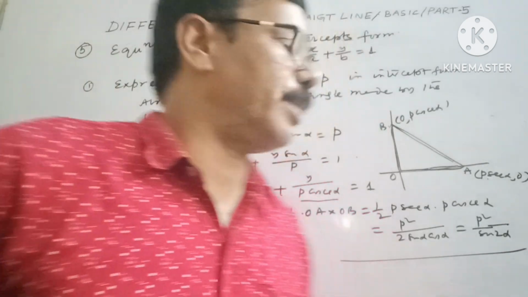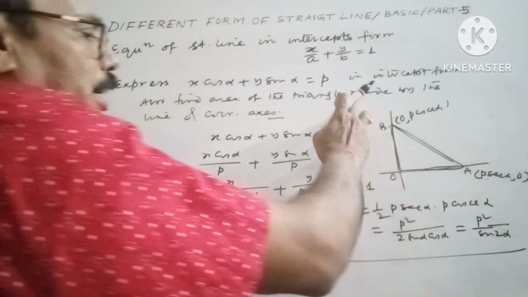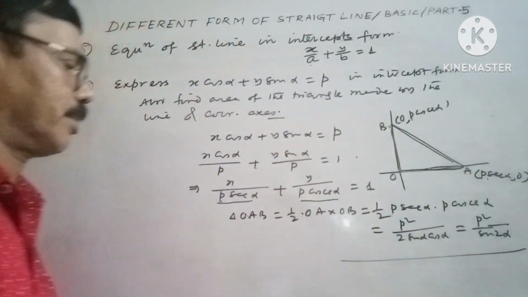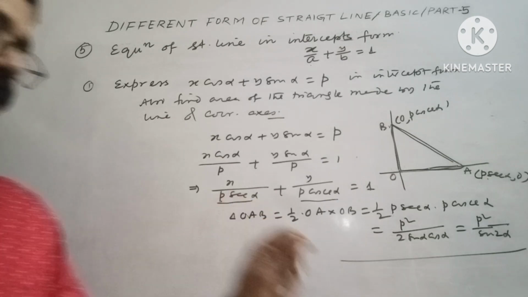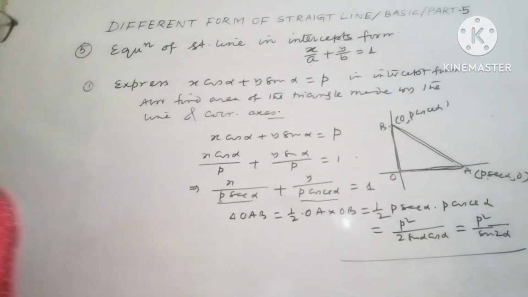So make it intercept form, find the x-intercept and y-intercept. Area is half into base into altitude.